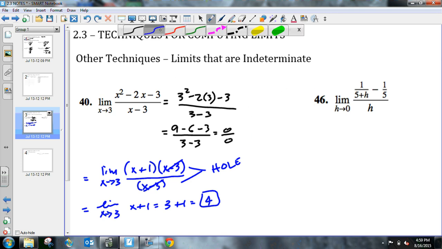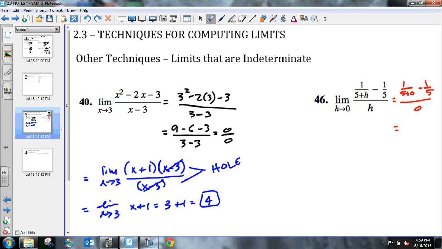All right, let's see what happens with that. Now I'm just going to go ahead and plug in 0, and so I end up getting 1 over 5 plus 0 minus 1/5 all over 0. Now guys, I already noticed that I'm dividing by 0 here. This is indeterminate.